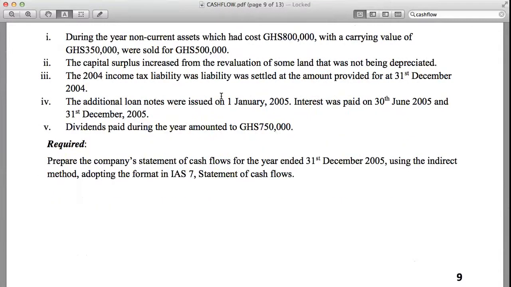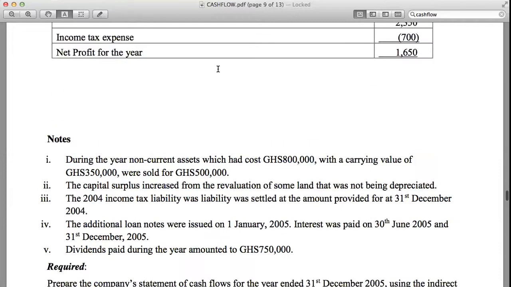Now, prepare the company statement of cash flow for the year ended 31st March 2005 using the indirect method, adopting the format in IAS 7, statement of cash flow. Statement of what? Cash flow. So when we solve example 5, probably tomorrow, I'll explain why stating the indirect approach is more likely than the direct approach. Good, now let's move on.